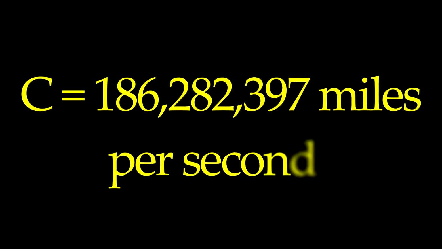In today's episode, we break down the universal speed limit, c equals 186,000 miles per second.